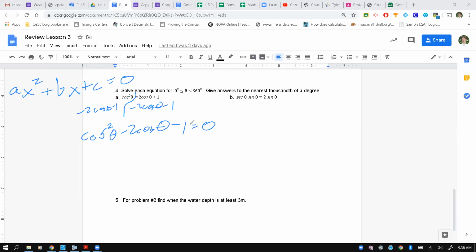And basically how you're going to solve this is the same or very similar to the way you would solve x squared minus 2x minus 1 equals 0.